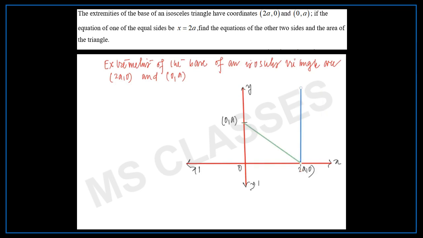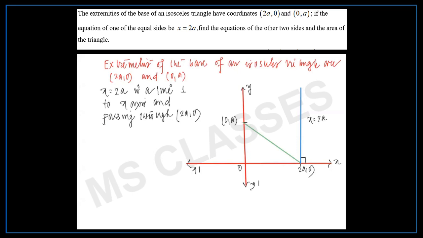So x = 2a means a line perpendicular to the x axis and passing through (2a, 0). There is a line which is perpendicular to the x axis and passing through (2a, 0). This is the point through which the line is passing.